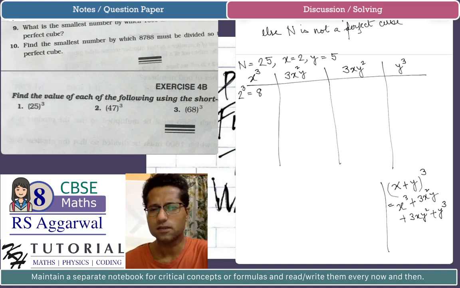Now 3x square y. What will be the value of 3x square y? 3 into what is x square? x is 2, so x square is 4, and y is 5.